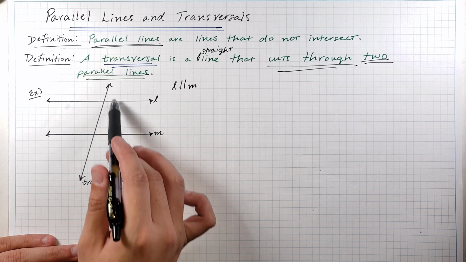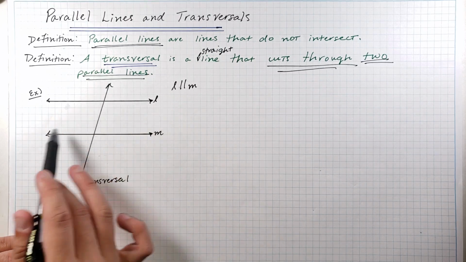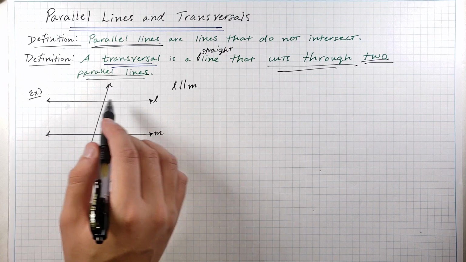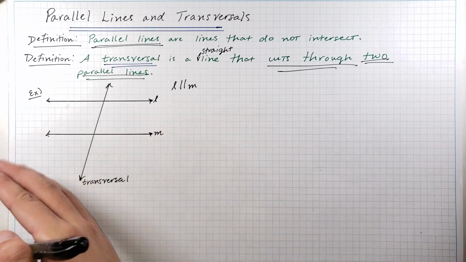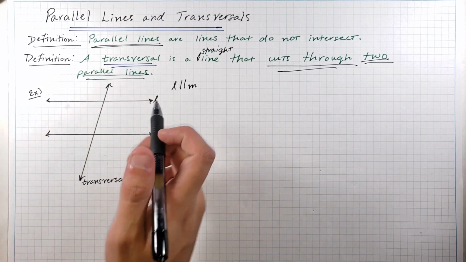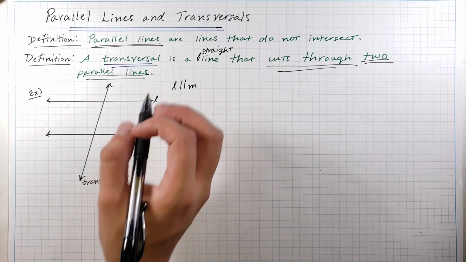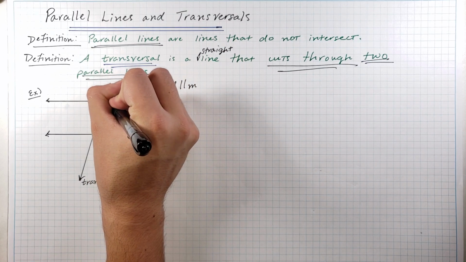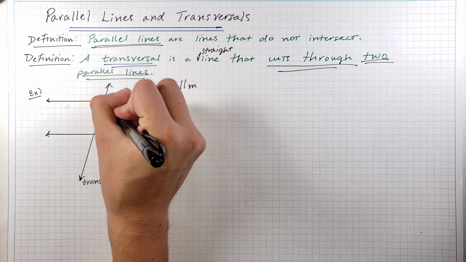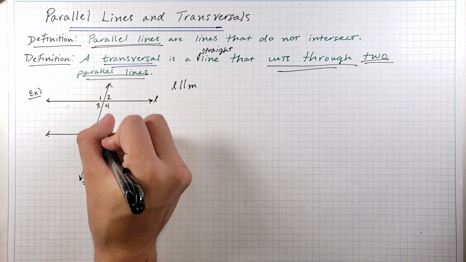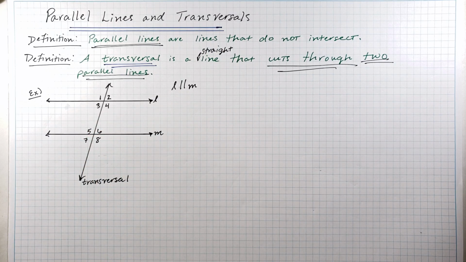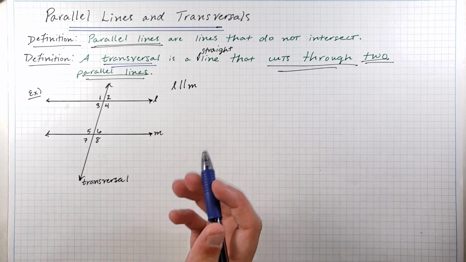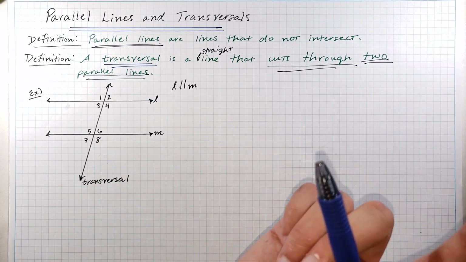So what's so special about the transversal and how it goes through parallel lines is that now you can number the angles, and interesting things come from the fact that we had this line cut across these two parallel lines. So for example, let's number these: 1, 2, 3, 4, 5, 6, 7, 8. All right, and let's pause for a second and state some facts that we know from vertical angles.